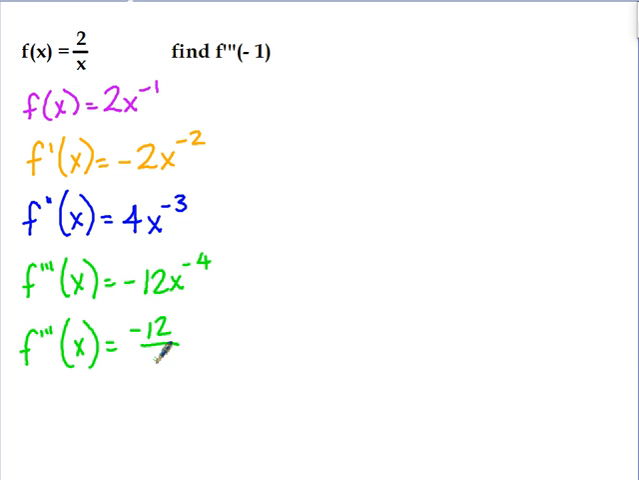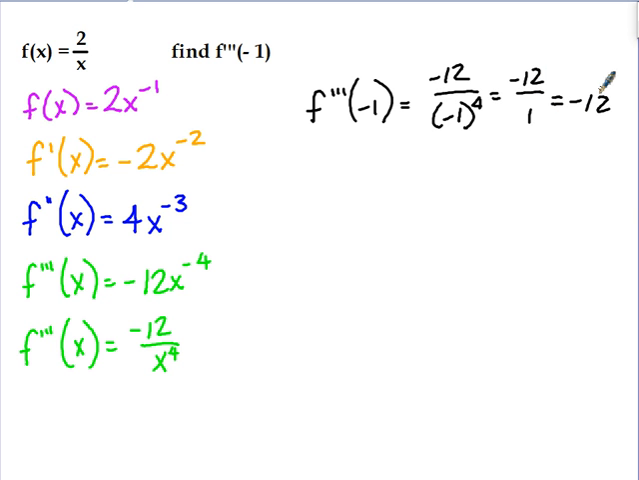Just because when I plug things in, I think that's easier for me to have positive exponents and not negative exponents. So I'm going to write it like this. F triple prime of -1 is going to be negative 12 over -1 to the fourth. So it's going to be negative 12 over positive 1, which is negative 12. Okay?